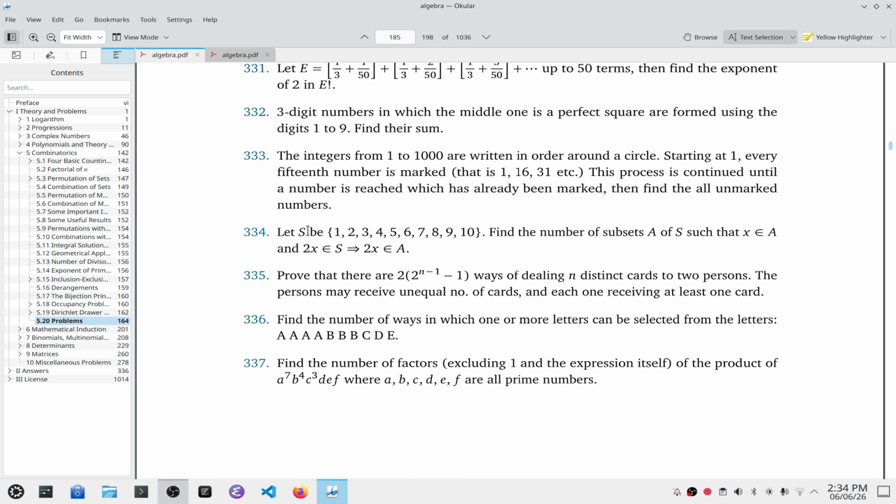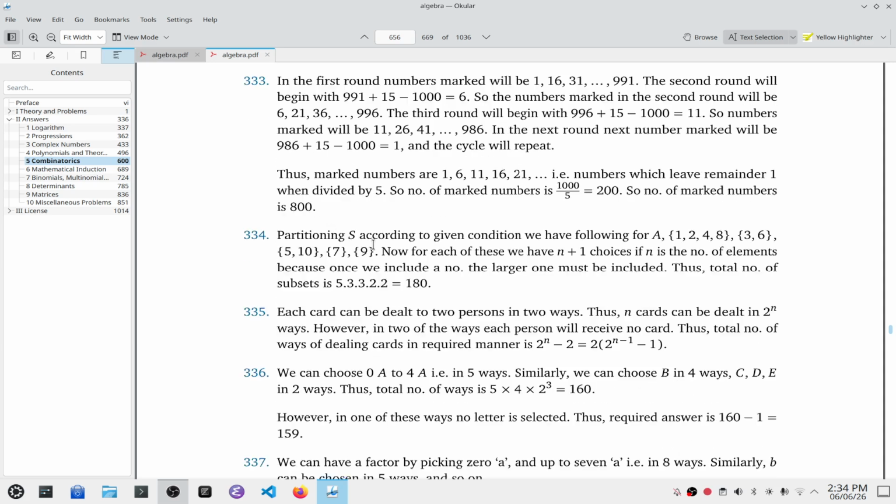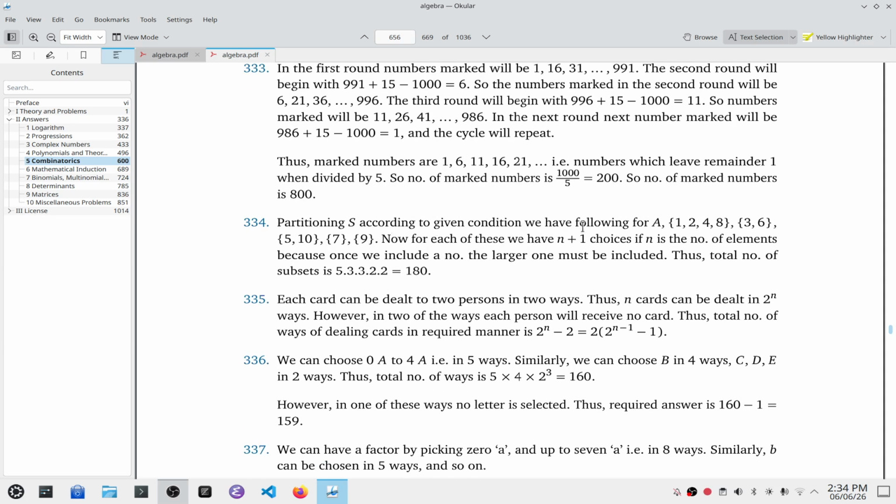Question C34 says that let S be a set 1 through S. Find the number of subsets of A such that X in A and 2X in S implies that 2X in A. So partitioning S according to given condition, we have the following for A: 1, 2, 4, 8, 3, 6, 5, 10, 7, 9. Now for each of these, we have n plus 1 choices if n is the number of elements, because once we include a number, the larger one must be included. So total number of subsets is 5 multiplied by 3 multiplied by 3 multiplied by 2 multiplied by 2, that is 180.